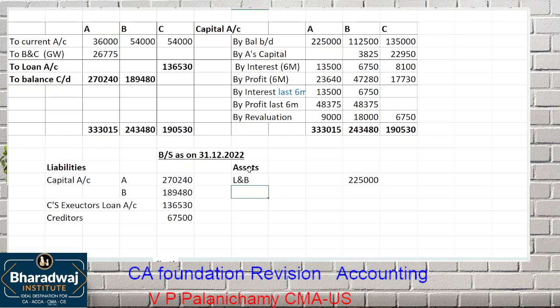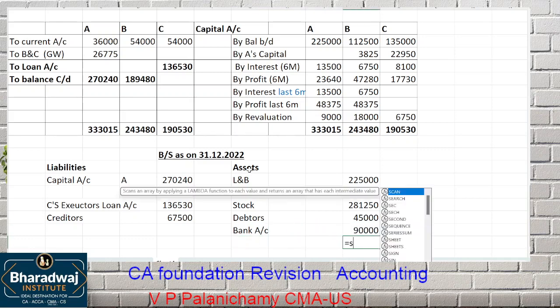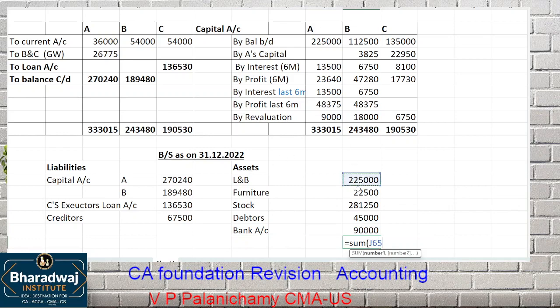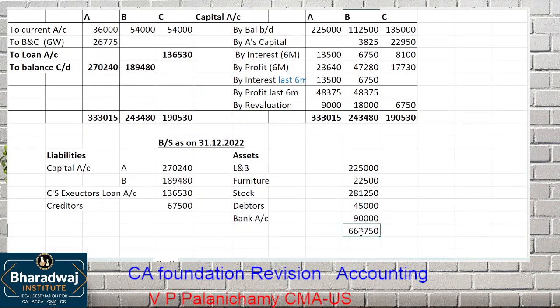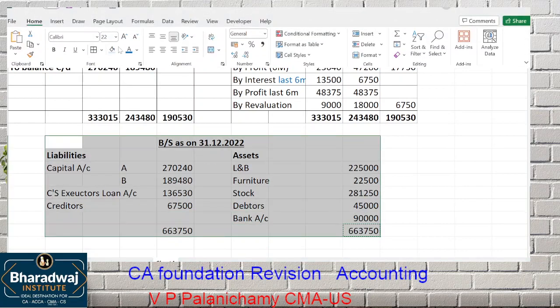Then furniture, 22,500, then stock. Anything else? Profit has already been shared. Goodwill will not appear, it is adjusted through the capital account. That's all. Sir, doubt, sir.